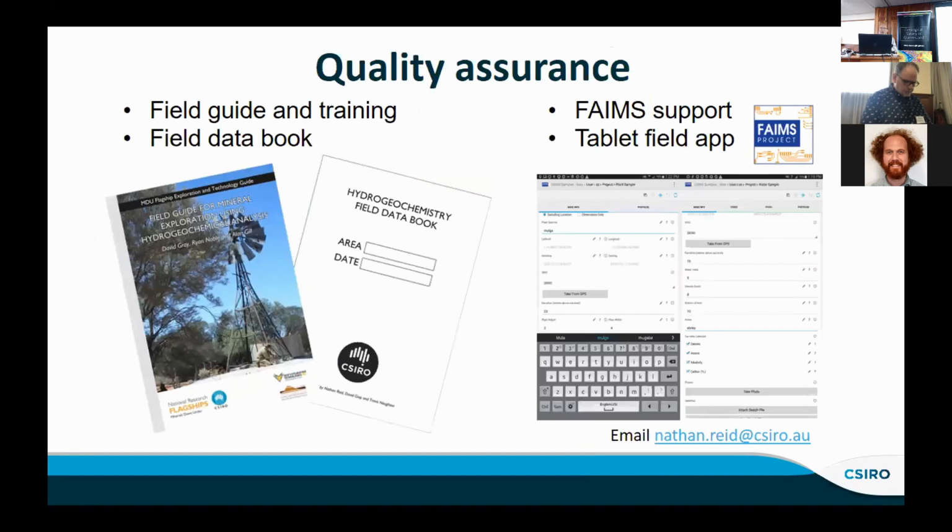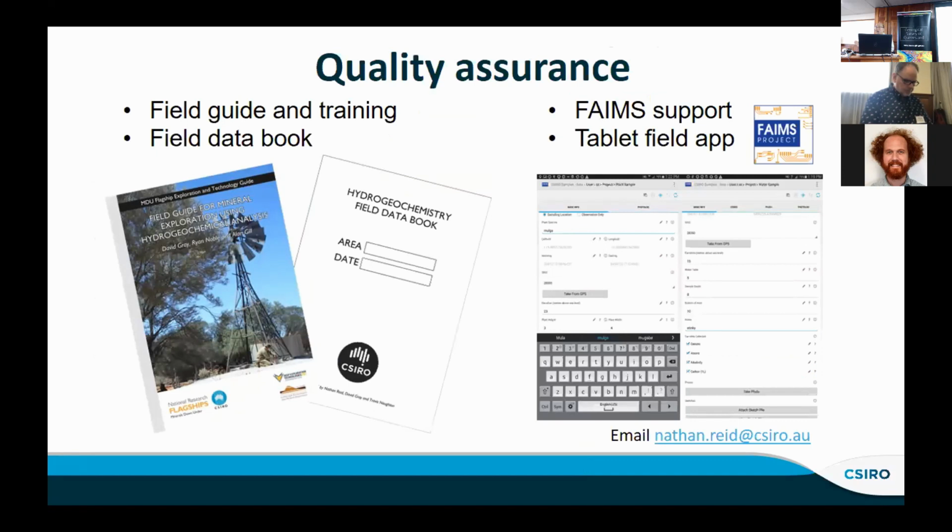To maintain the high quality of data, CSIRO encourages everyone to use a field guidebook that they produced and a few data entry books. Basically, the data entry or the field data book prompts you to collect the metadata required for the hydrogeochemistry. Recently, they've developed an app that you could load on your tablets, and it has all those tick boxes where you tick this instead of entering in a hard copy paper itself.